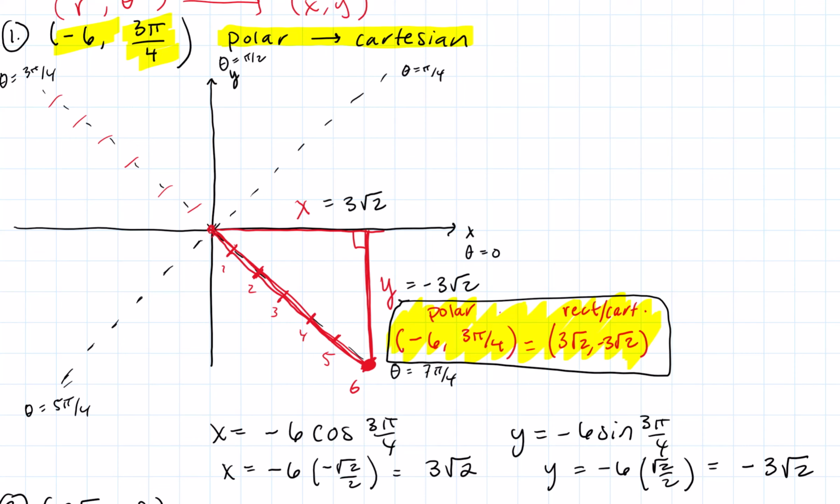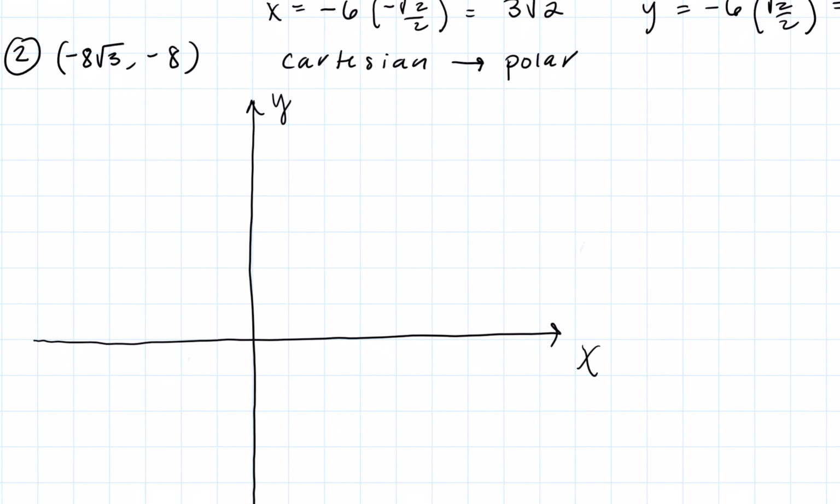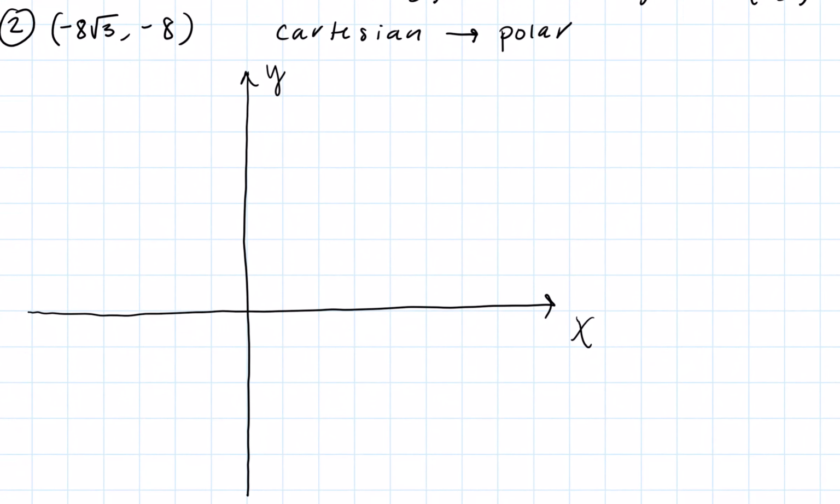And we can see it plotted on the graph right there, overlaid between the rectangular coordinate system, the Cartesian coordinate system, and the polar coordinate system. Okay, let's do another one. Let's convert from this Cartesian point to the equivalent polar point.